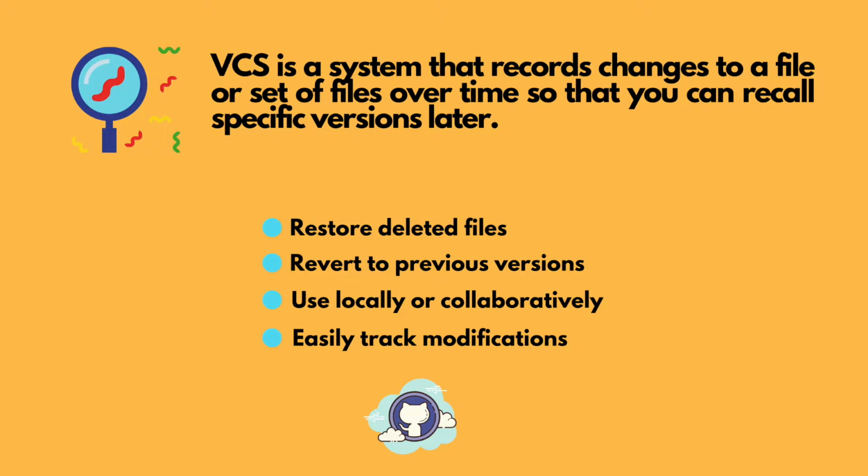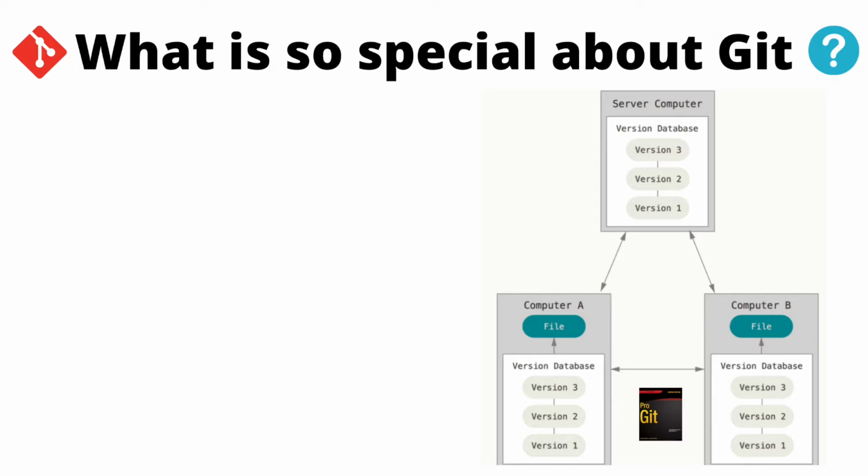As you can see, VCS is a system that records changes to a file or set of files over time so that we can recall specific versions later. VCS allows us to restore deleted files, revert files to previous versions. We can use it locally on our own or with other people. Finally, we can easily track modifications made to the files. We can easily see who changed a file, what was changed and when. That's some of the features of version control system. But let's see what is so special about Git.